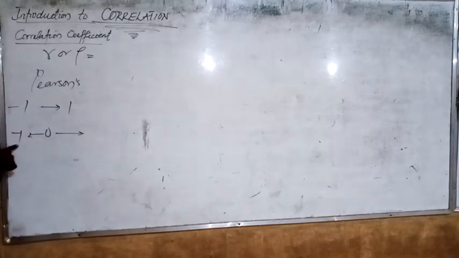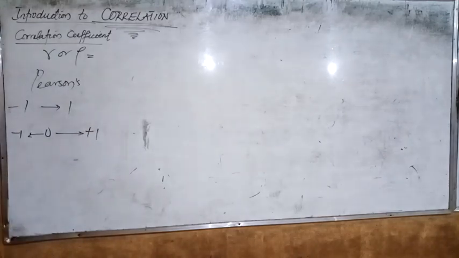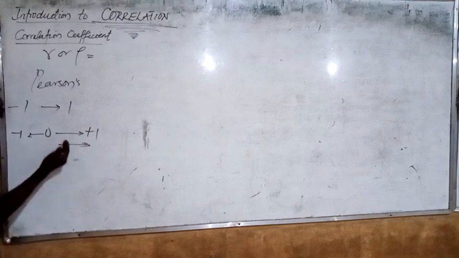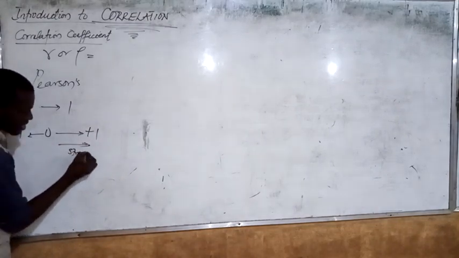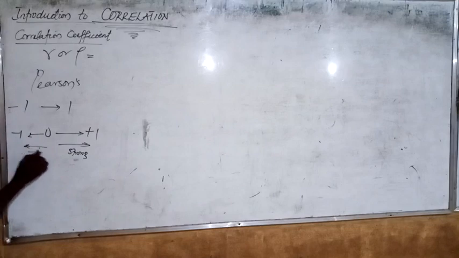And negative 1 will mean negative correlation, while positive 1 will mean positive correlation. So the more your value tends towards 1, the stronger the relationship. And the more your value tends towards 0, the weaker the relationship.